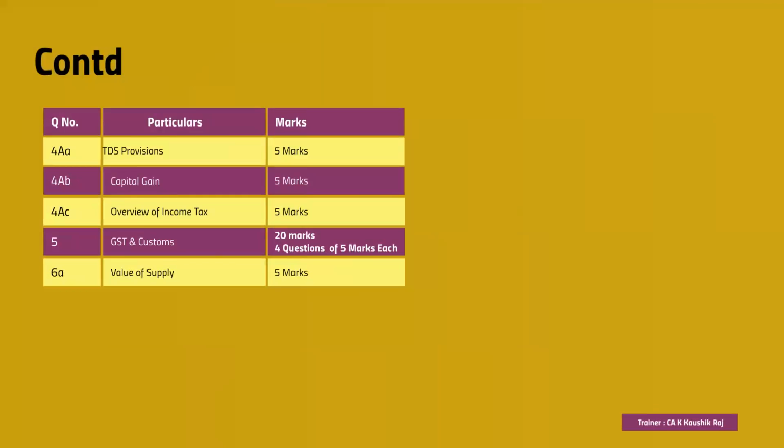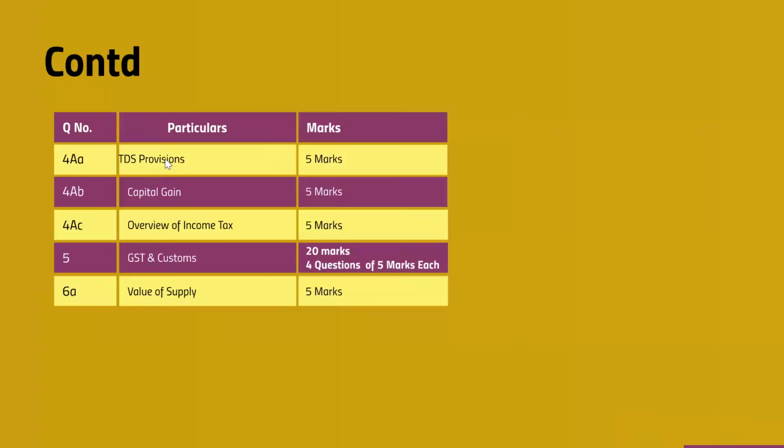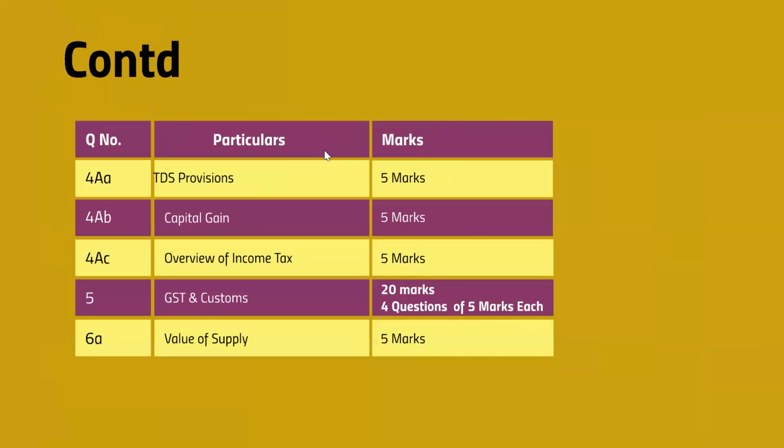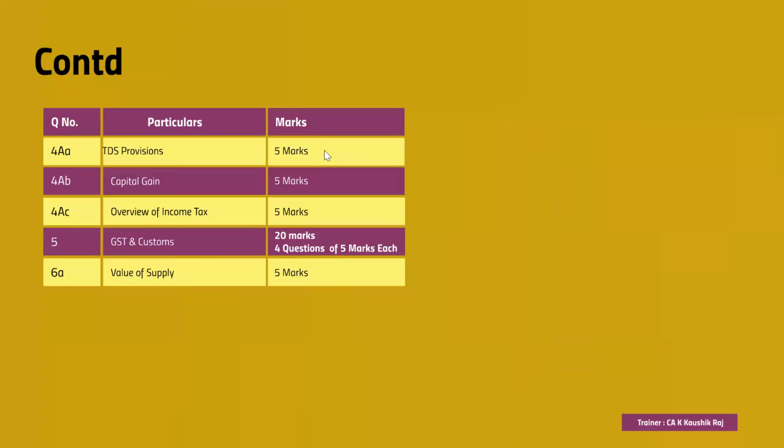Moving on to question number 4A. This is the alternative. 4A, segment 1, TDS provisions. So provisions on TDS: which section, what limit, what tax rate. There are 5 sub questions in here, and each of these is talking about one particular TDS provision, and that needs to be answered here.